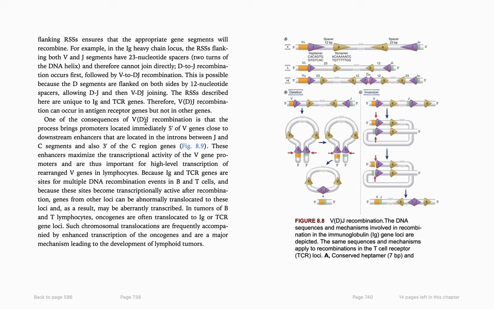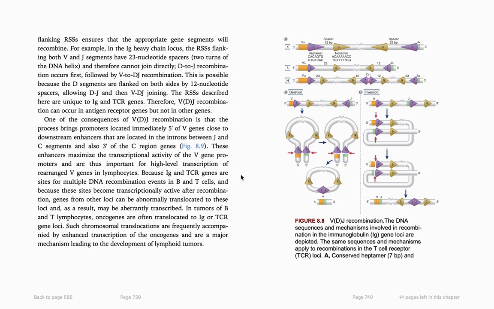One of the consequences of VDJ recombination is that the process brings promoters located immediately 5' of V genes close to the downstream enhancers that are located in the introns between J and C segments, and also 3' of the C region genes. These enhancers maximize the transcriptional activity of the V gene promoter and are thus important for high level transcription of rearranged V genes in lymphocytes.